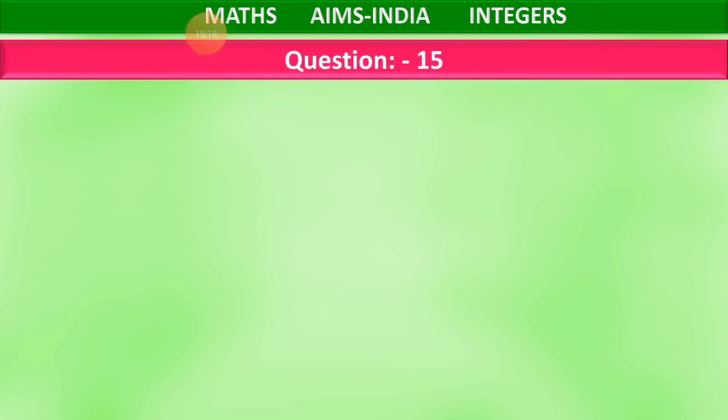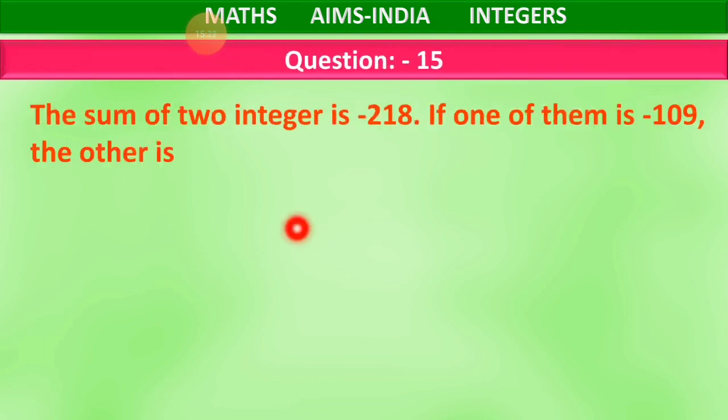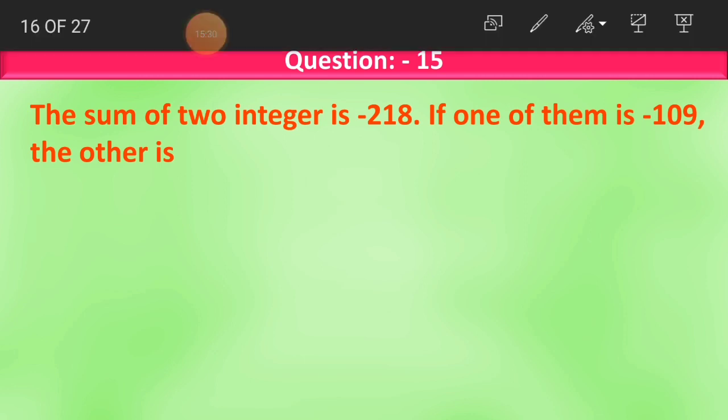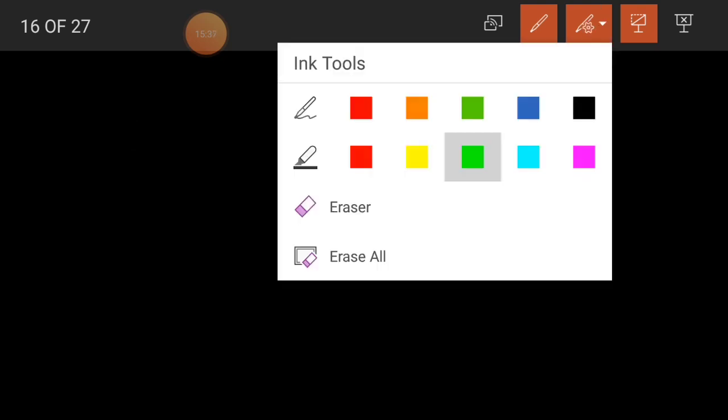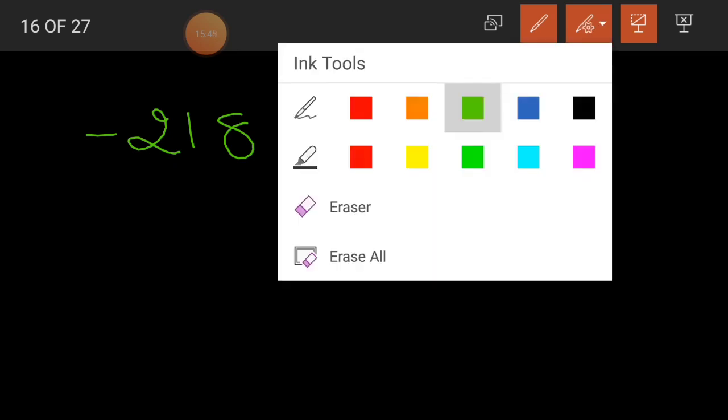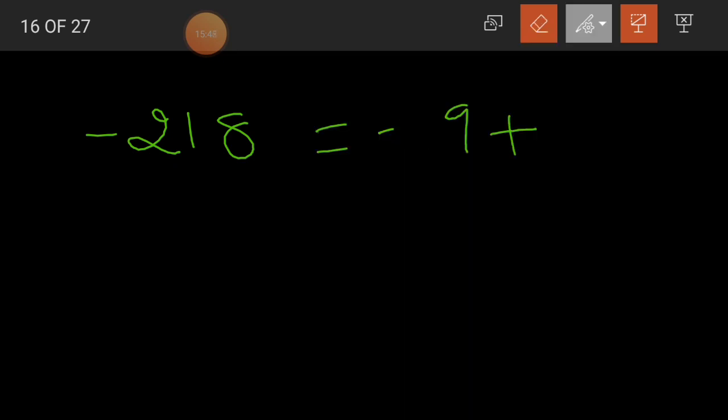The next question is question number 15. The sum of two integers is minus 218. If one of them is minus 109, the other is dash. What is the question here? The sum of two integers is minus 218. One integer is minus 109.